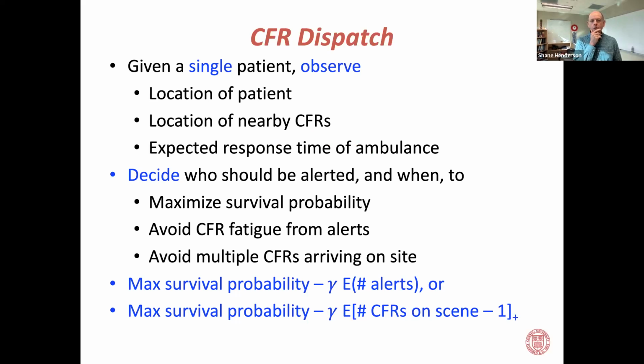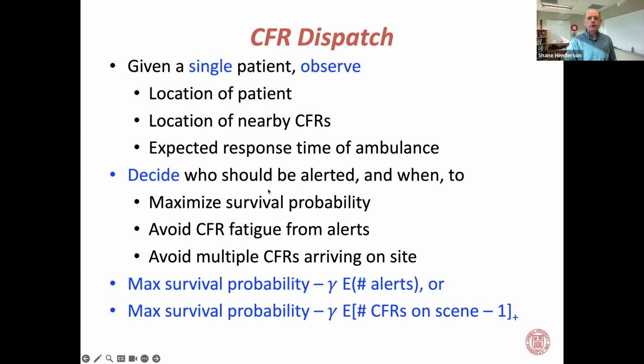So here what's going on is we're given a single patient. We're going to observe some stuff, and then we're going to make some decisions. This is a different context from what we were just talking about with recruitment, where we're thinking about a bird's eye view across many, many cardiac arrests. Here we're zooming in on one. So we get a single patient. In the application, we observe the location of the patient and the location of nearby volunteers. We also have a pretty good idea of how long it's going to take for the ambulance to get there, because we know where the ambulance is being dispatched from, and we've got lots of experience with ambulances getting there. There is still some randomness in that response time, but it's not that big. So we know these things.